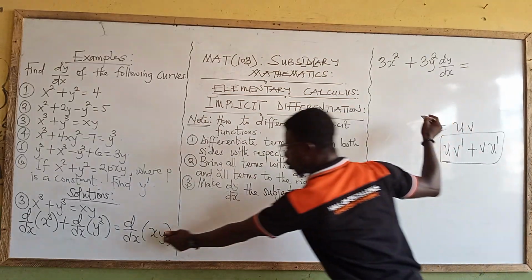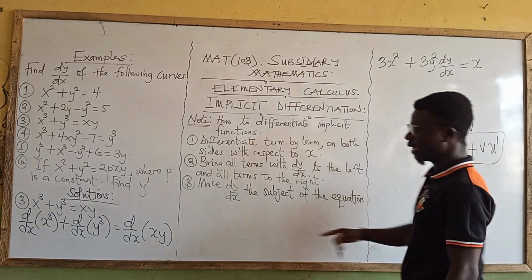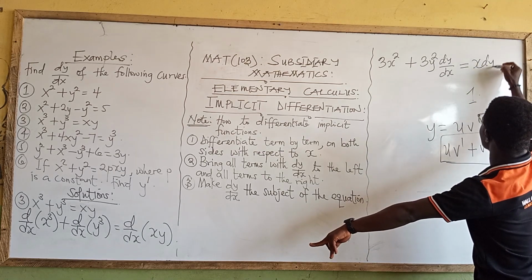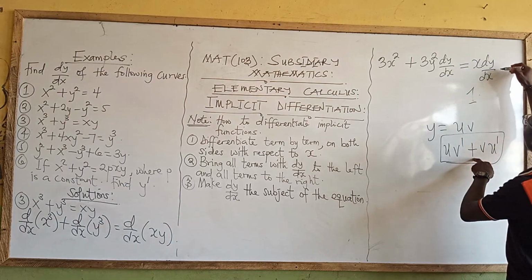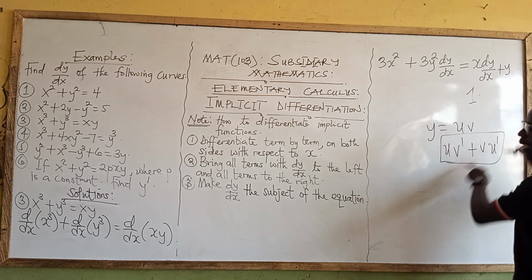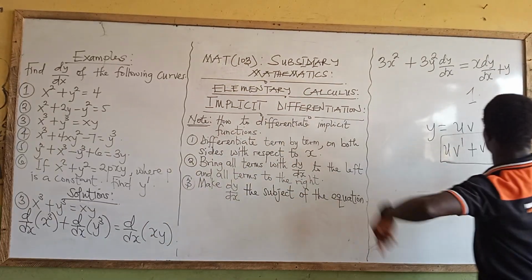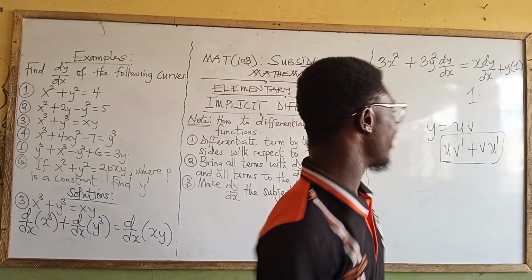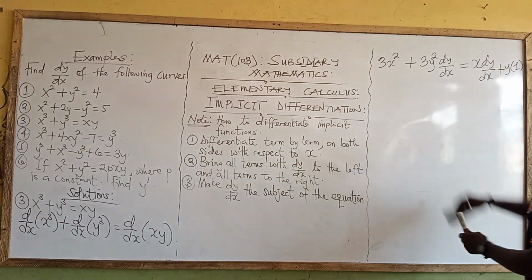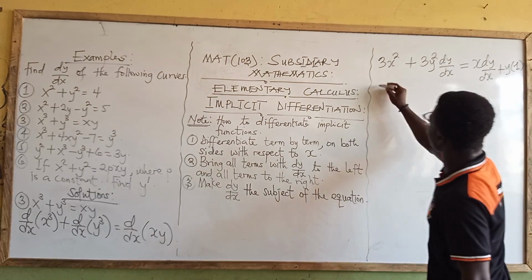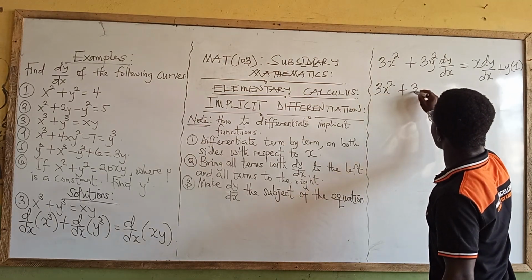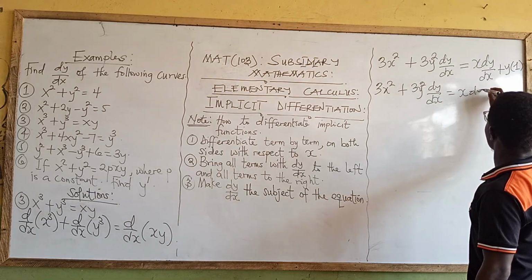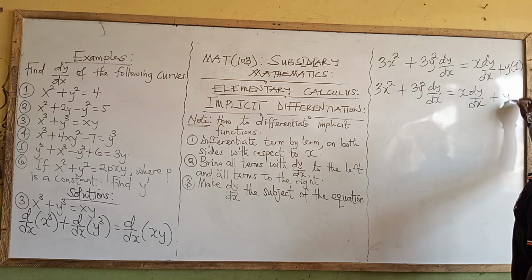So I'll hold x constant, then I differentiate y. If I differentiate y, I'll get 1 times dy over dx. Plus, this time I'll hold y constant, then I differentiate x with respect to x. You get 1, which is very simple and trivial. Take note of that. So now we have 3x squared plus 3y squared dy over dx equals x dy over dx plus y.